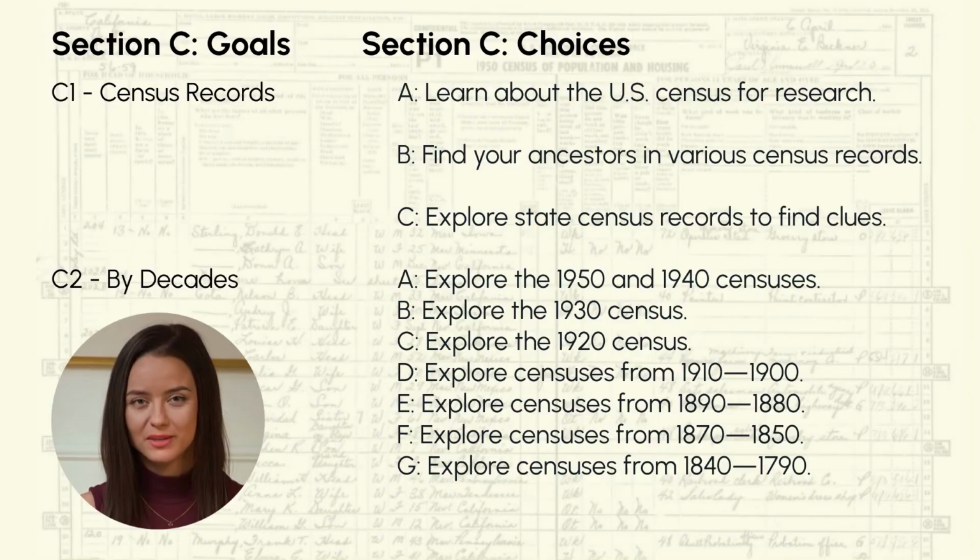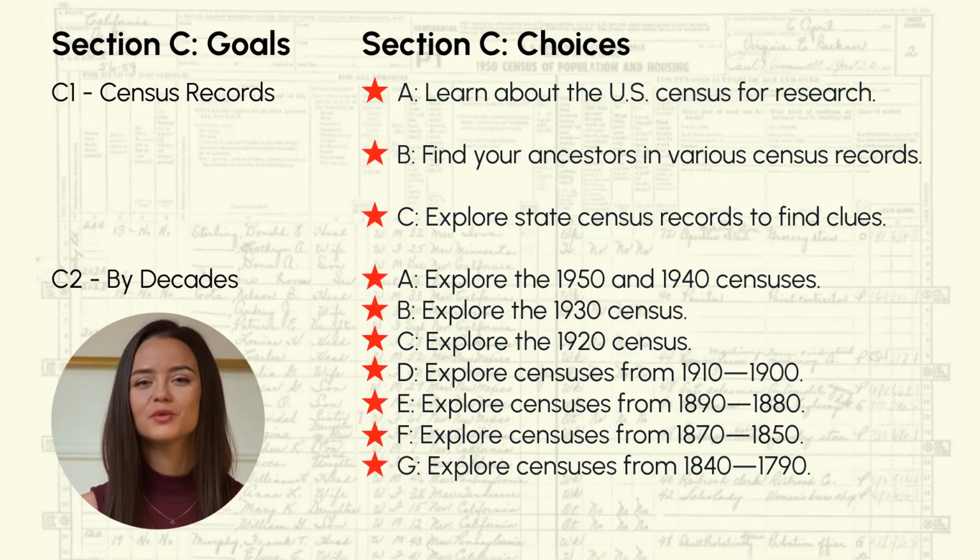In Goal C1, Choice A helps you learn about how census records are created, and Choice B shares tips and resources for finding your ancestors in the U.S. Census. Choice C introduces state census records, a valuable supplement to the federal census. In Goal C2, the choices cover the different censuses, from the 1950 census back to the first census in 1790. These choices include free worksheets and lesson plans for each census, plus quick links to help you find census record collections easily.